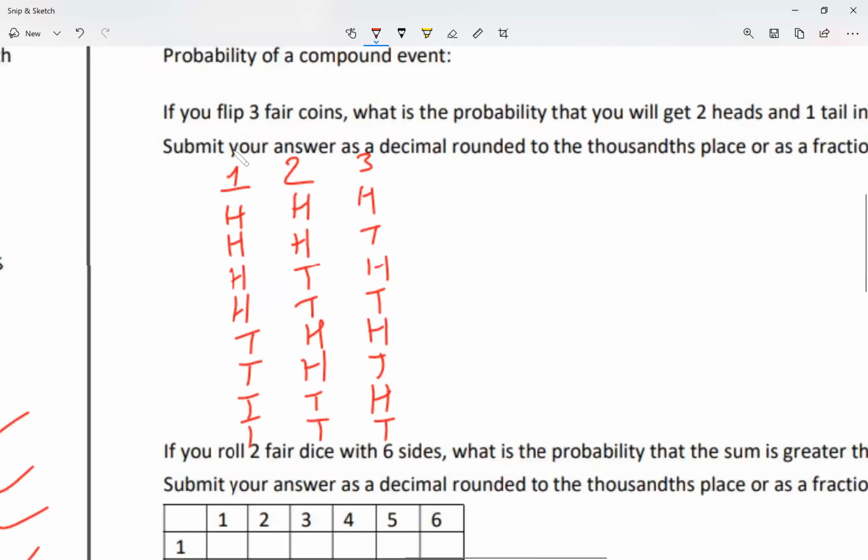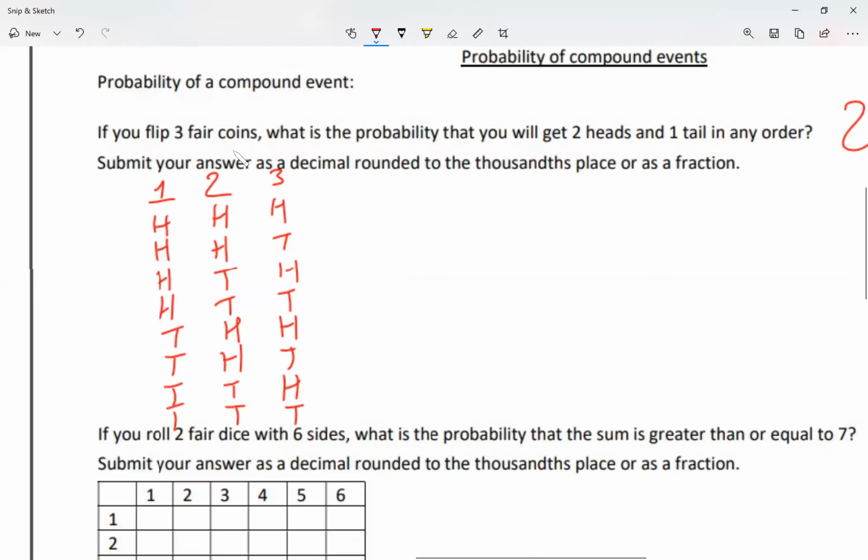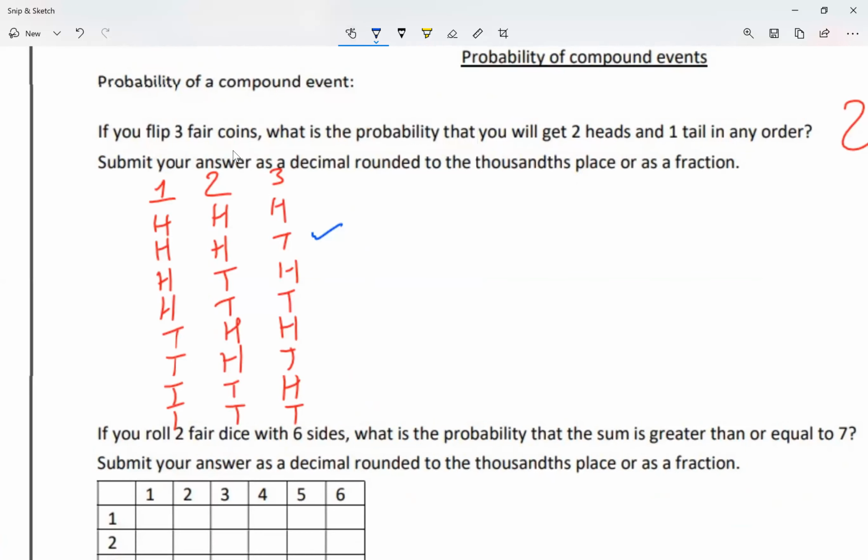Now, my question here was, what is the probability that you will get 2 heads and 1 tail? Let me find out how many of these are 2 heads and 1 tail. Not the first one, right? Because there are 3 heads. So here, coins 1 and 2 are heads, and coin number 3 is tail. So 2 heads and 1 tail. Here as well, and here, and it seems like that's it. So 2 heads and 1 tail.